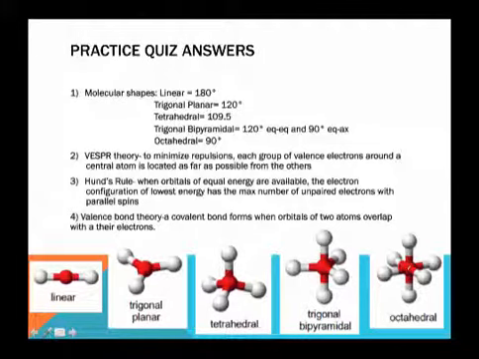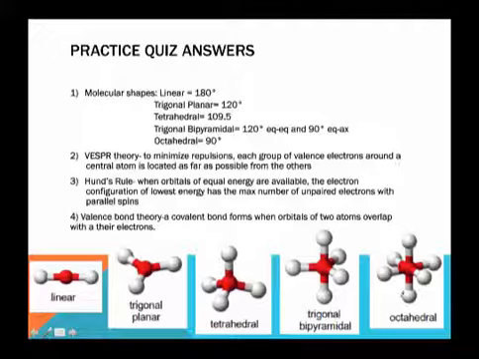The last one is octahedral. This one has 6 bonds to the central atom. All of them are equally spaced, even between the axial and the equatorial. And so all of the bond angles on this molecular shape are 90 degrees.